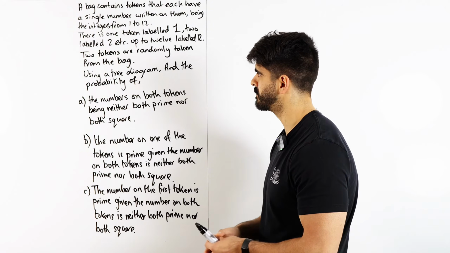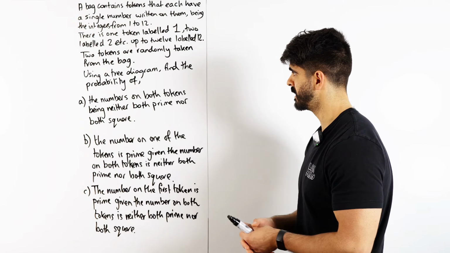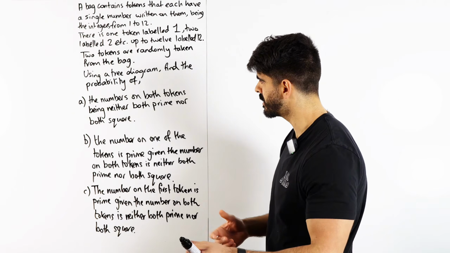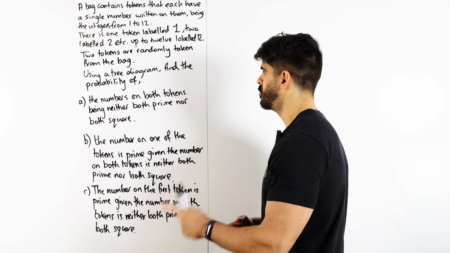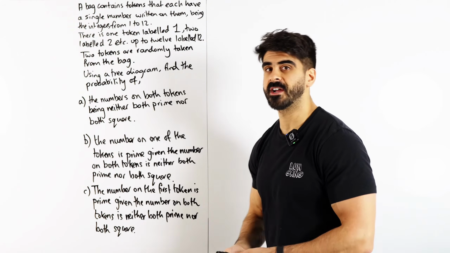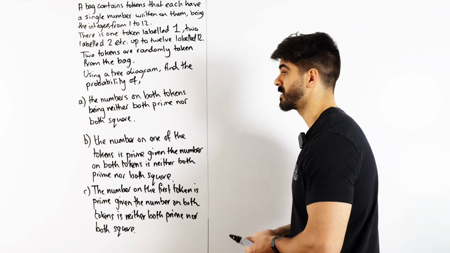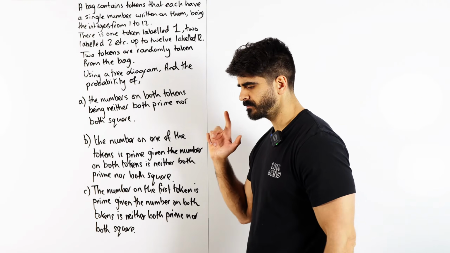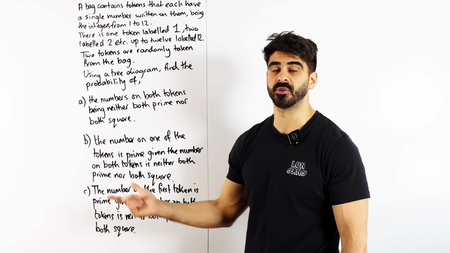Two tokens are randomly taken from the bag using a tree diagram. Find the probability of the numbers on both tokens being neither both prime nor both square. Right. To do a tree diagram, which they want us to do, they haven't done it as a separate part, or I haven't when I wrote the question. We need to calculate how many tokens there are.